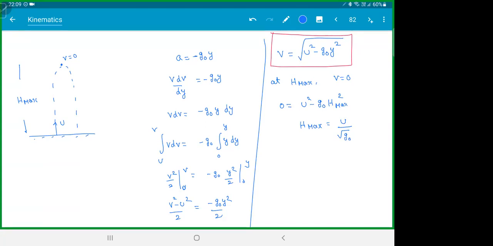Now from here, we need to find time. So first have a look at this page. Anyone not clear with this? Please ask. Any step you're not clear about, please ask. Time of flight is 2u by root g naught.